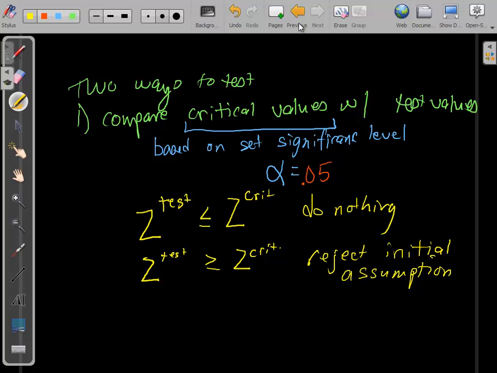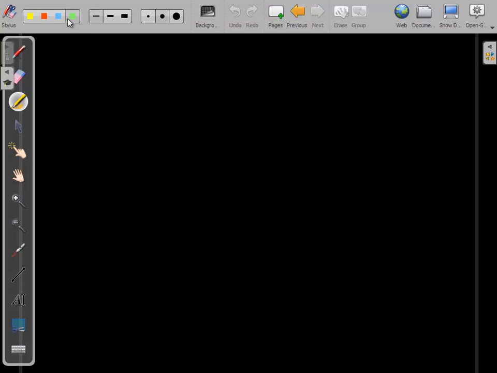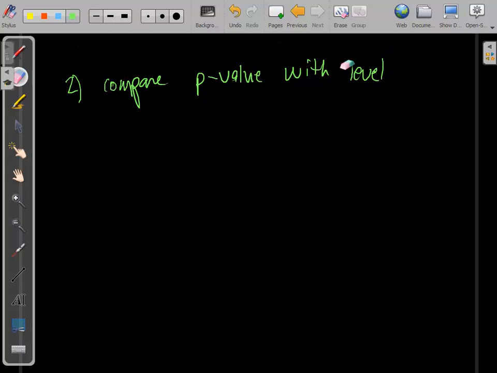Okay, so if we had an observation from a sample, the second way we could test it is that we would compare what we call the p-value and the alpha, the level of significance, or the significance level.